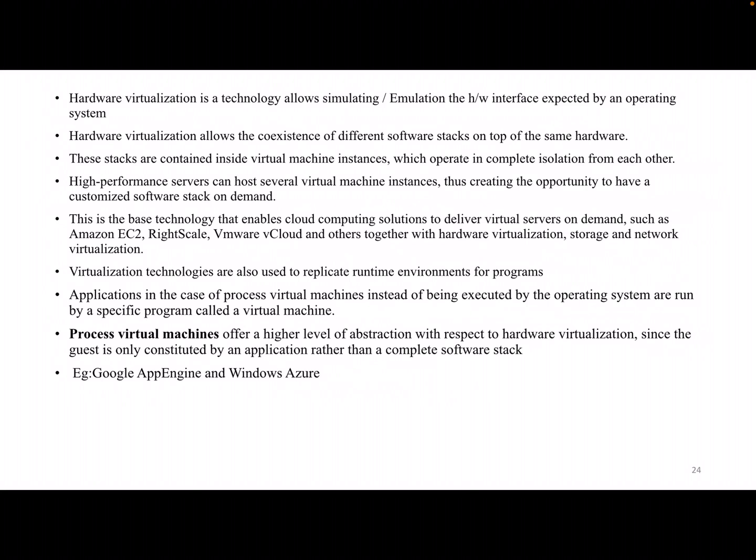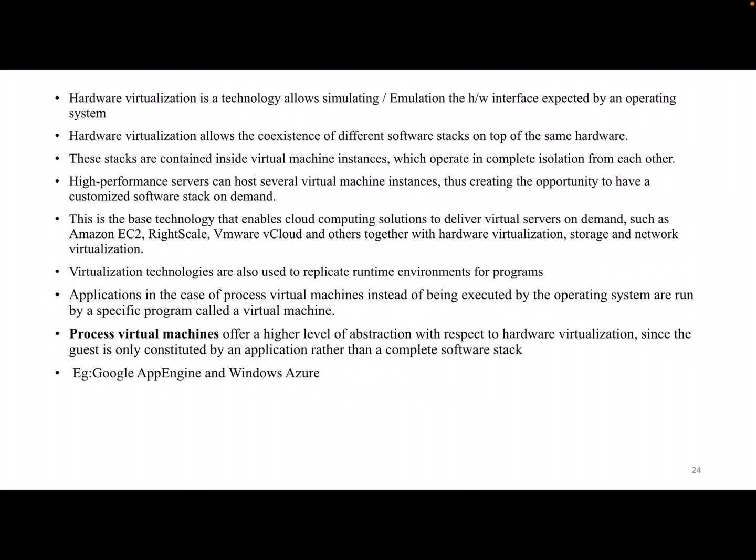High performance servers can host several virtual machine instances, thus creating the opportunity to have a customized software stack on demand. This is the base technology that enables cloud computing solutions to deliver virtual servers on demand, such as Amazon EC2, RightScale, VMware vCloud, and others, together with hardware virtualization, storage, and network virtualization.